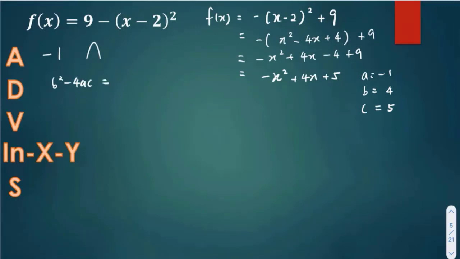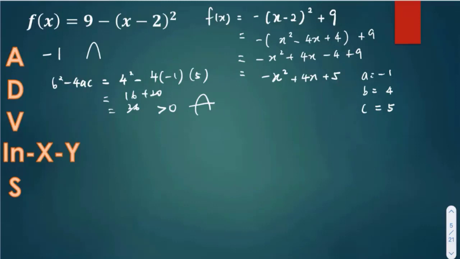Who got the answer already? Nurin, what's the answer? B squared minus 4AC? 4 squared minus 4 bracket negative 1, then 5. So the last answer is 36, 16 plus 20. So this is greater than 0. So greater than 0, so later your graph should be like this. Right? It will surely cut the X axis at two places.